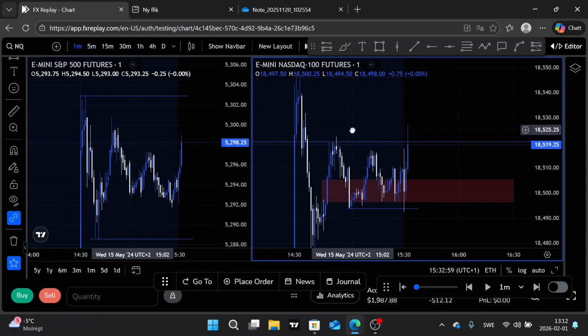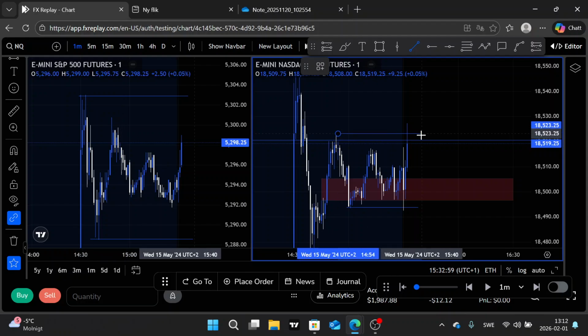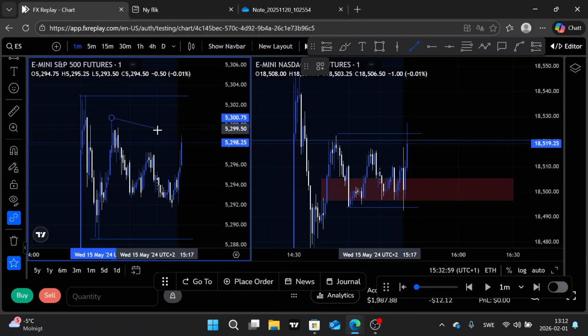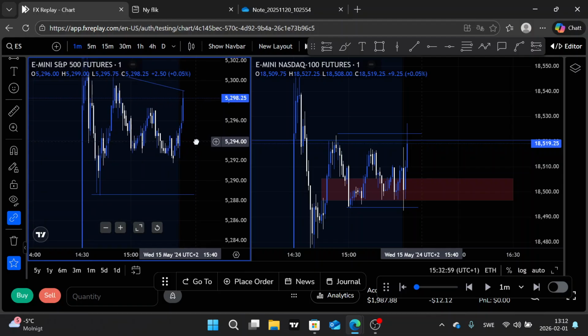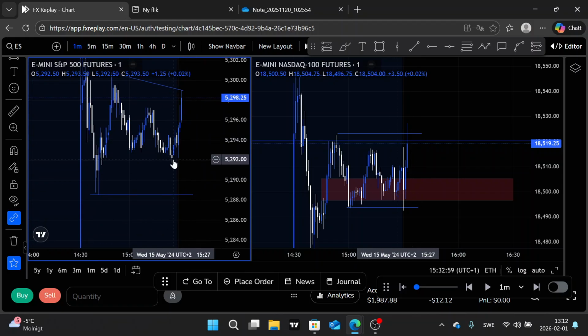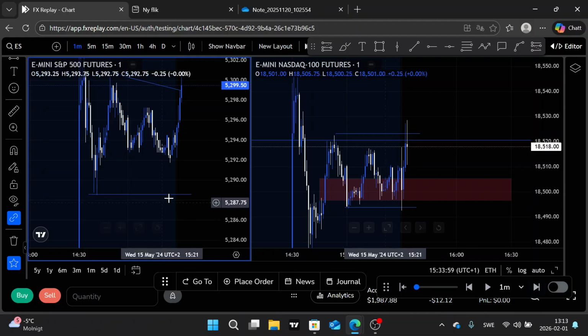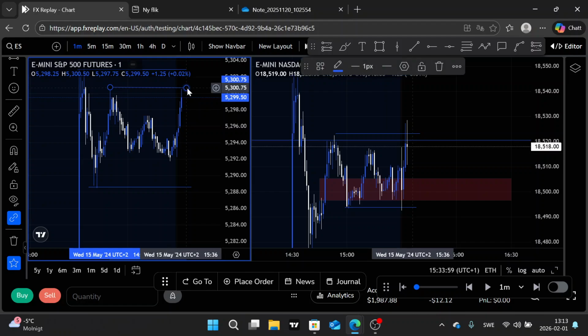But what do we have here? Bearish S&P. So what does that mean? That we could go lower. So no long here. So now we don't have any SMT. Oh, we still have SMT.